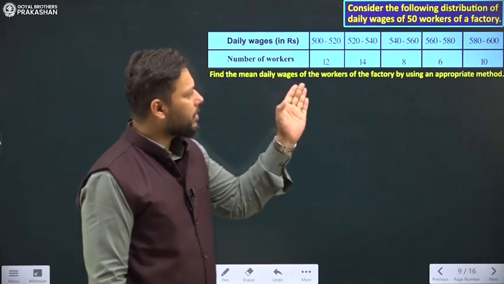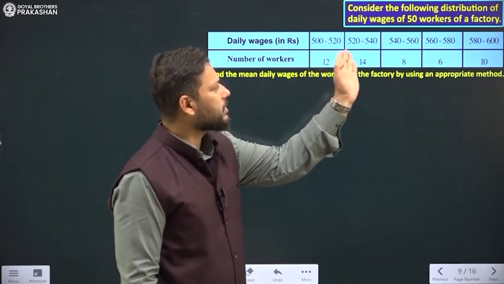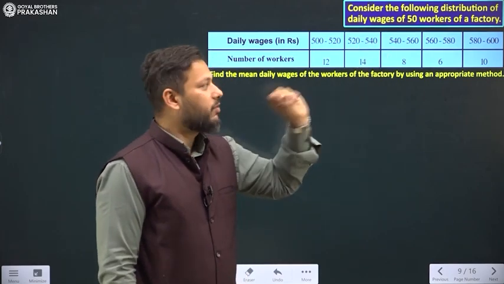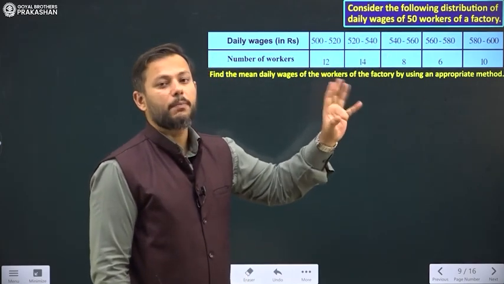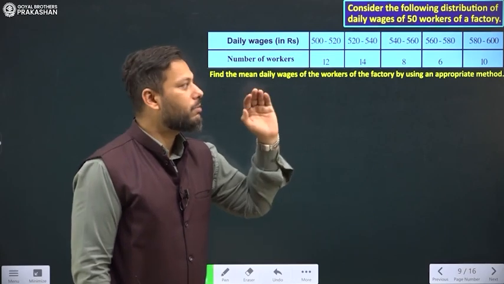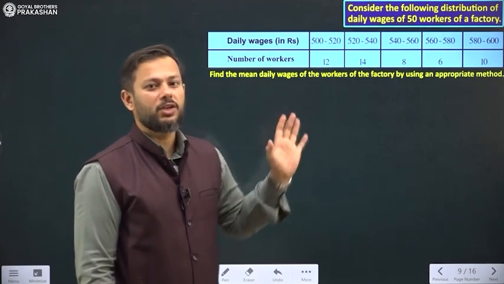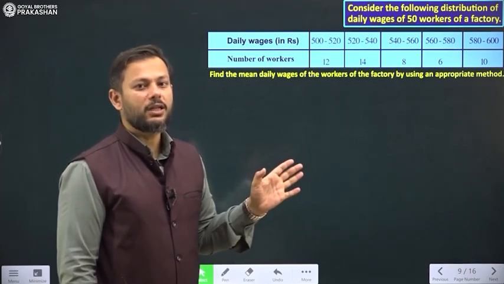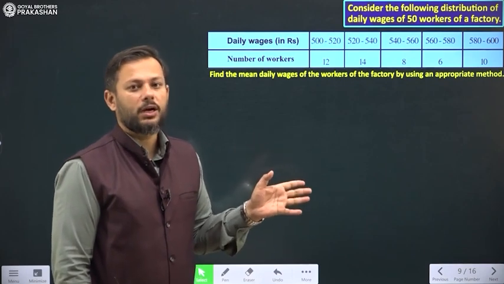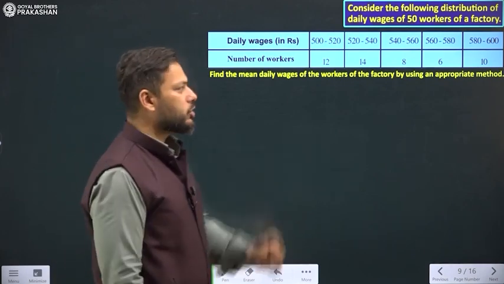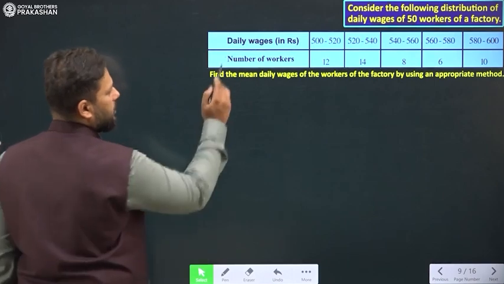So if I look at it, you can see that the daily wages are quite large in number. We are going to use this to multiply with certain numbers. So it would be better if we use step deviation method, as in that case finding the product becomes easier. So let us use the step deviation method for the same.